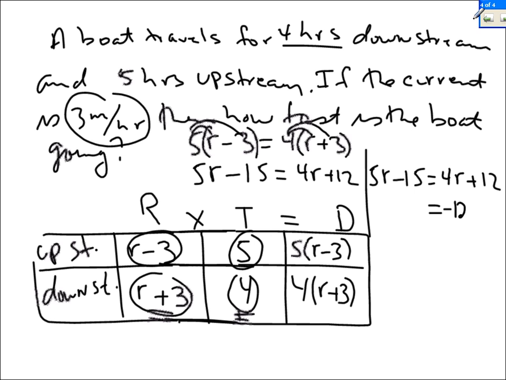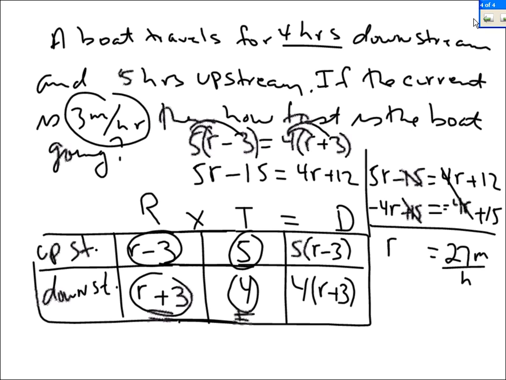I'm going to bring all the r's to the left side by taking away 4r from both sides. And I want numbers to only be on the right-hand side, so I'm going to add 15 on the left side so it cancels out, and I have to add 15 on the right side. So r, the speed of the boat in still water, is 27 miles per hour. 12 plus 15 is 27.